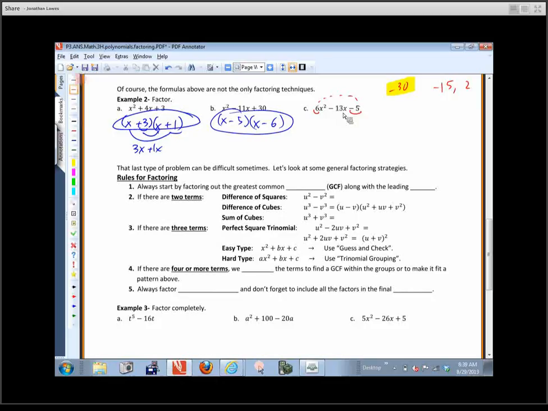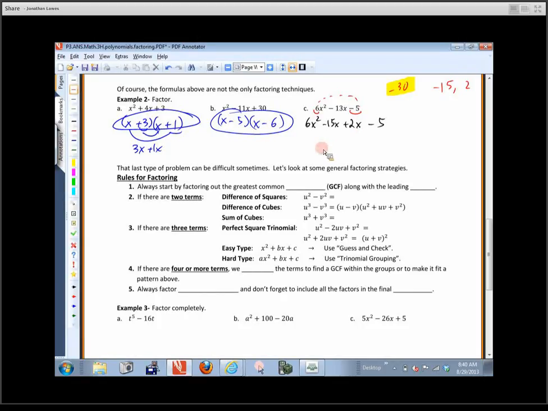I'm going to rewrite this, 6x squared. I'm going to rewrite the negative 13 using those two numbers right there. I'm going to write minus 15x plus 2x minus 5. So you'll notice that the only thing that I did different was I rewrote the negative 13 as two separate numbers. But this is still the same polynomial, isn't it? Okay. Any questions?